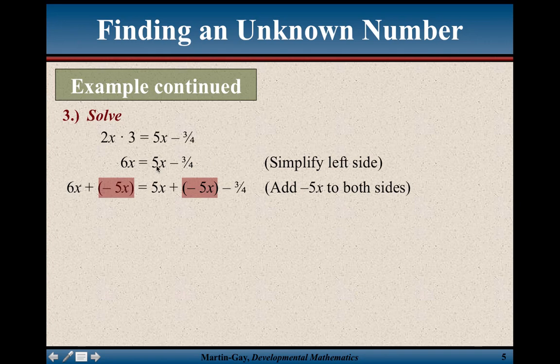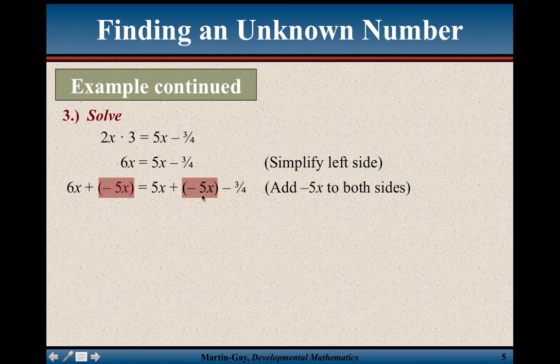Next, yung 5x, kukunin natin yung opposite sign niya kasi kailangan natin siyang ilipat dun sa left side. So para magawa 'yon, kailangan natin kunin yung kanyang opposite sign. That's negative 5x and negative 5x. So we will put it on both sides.